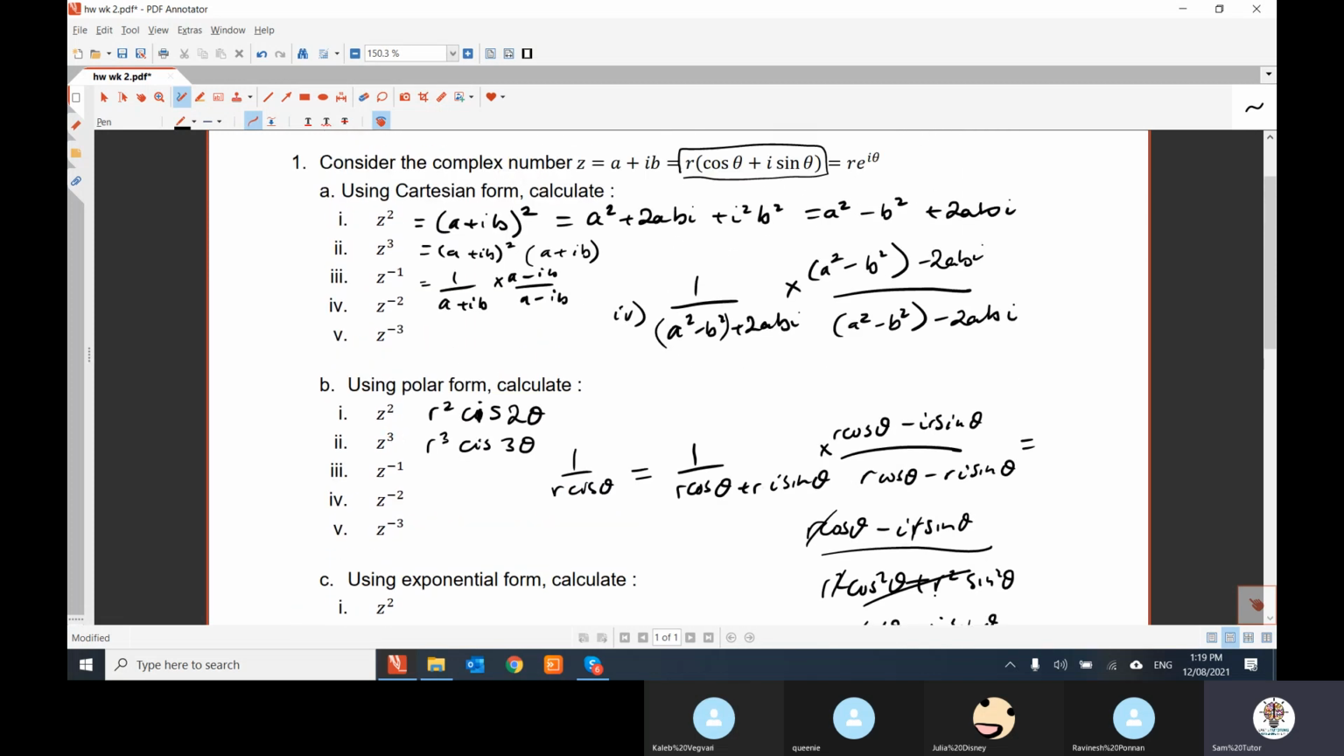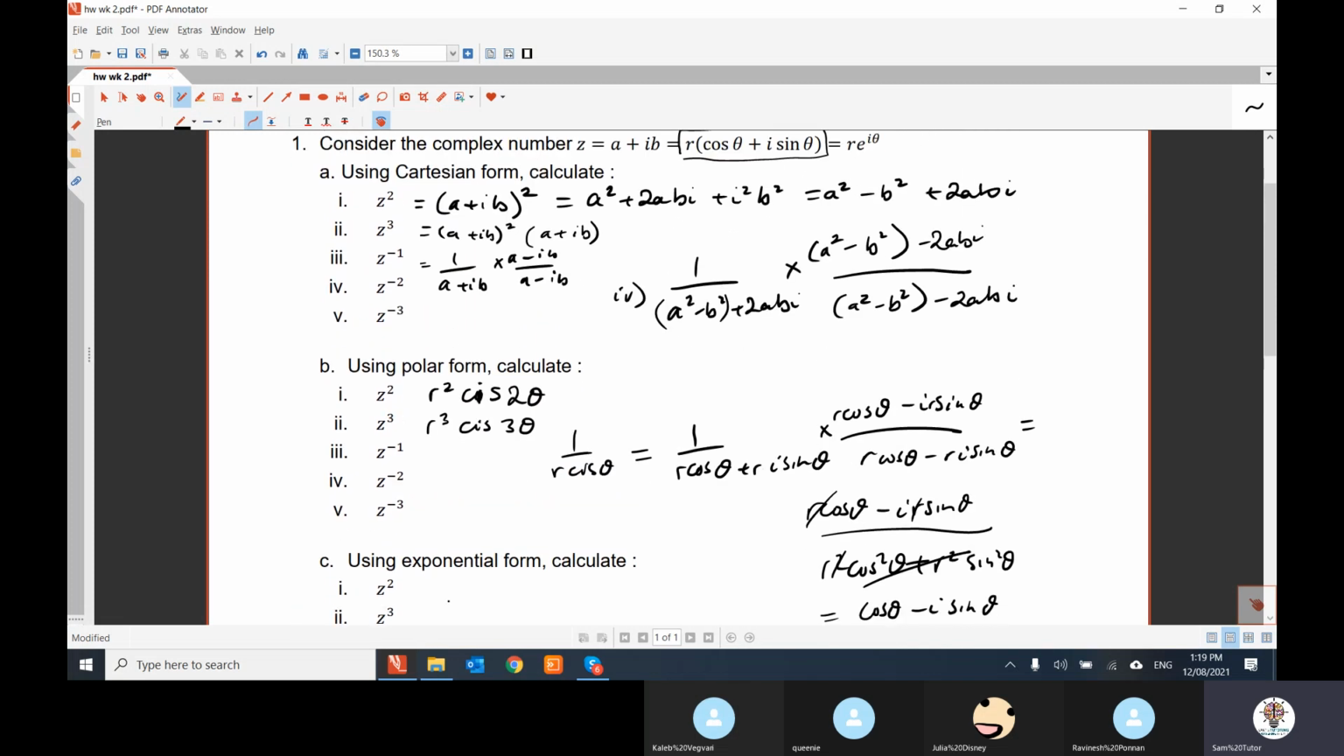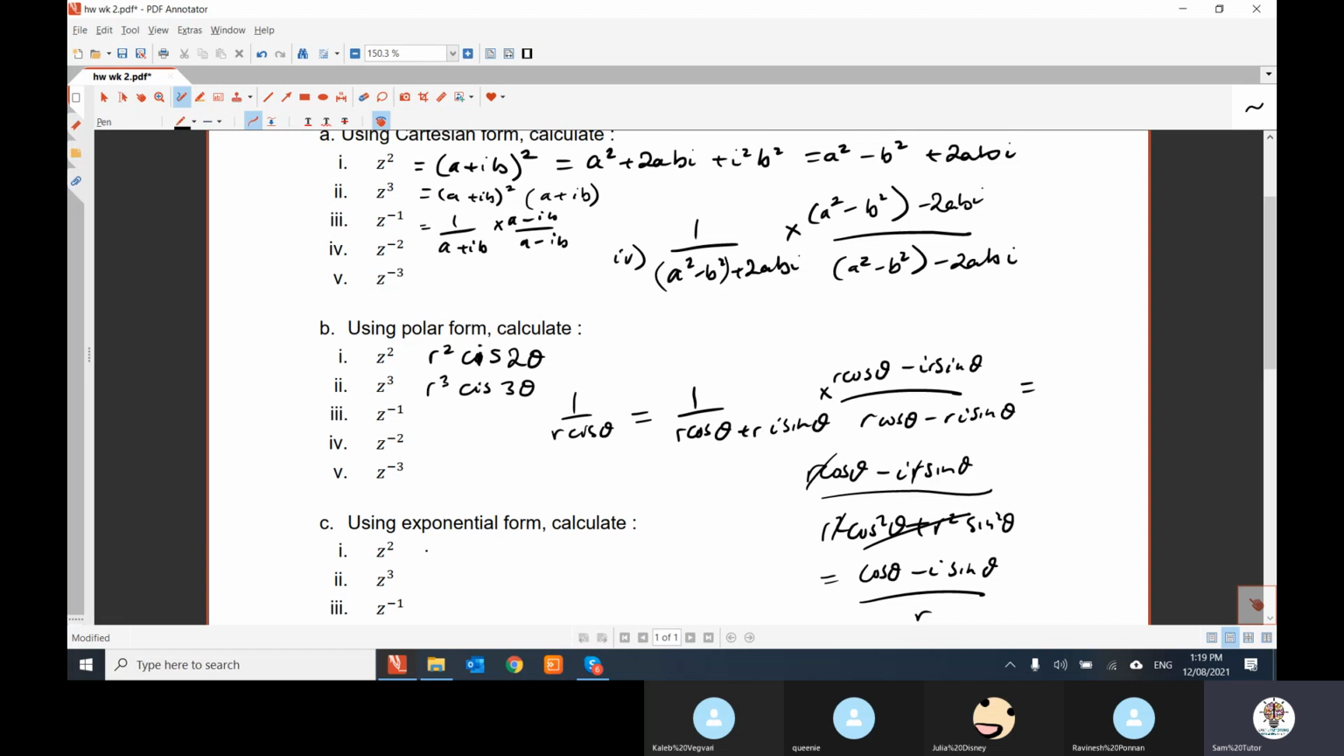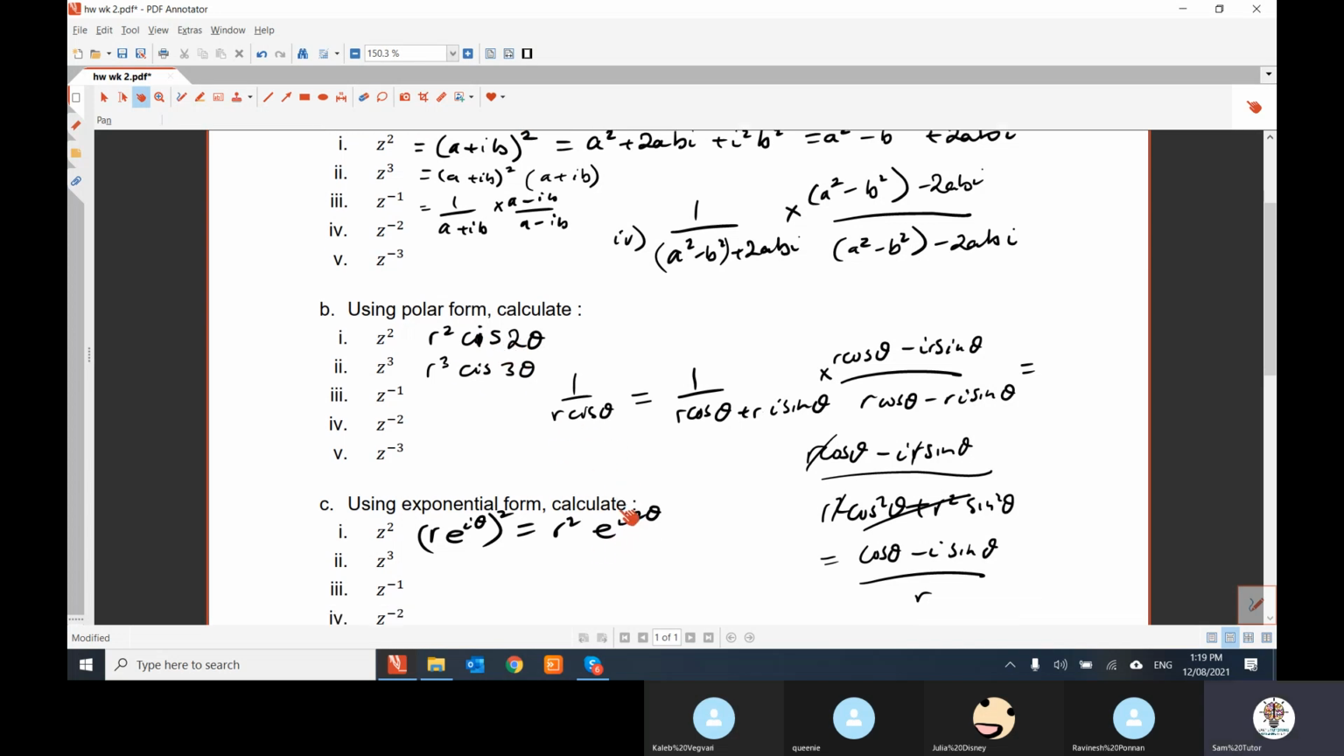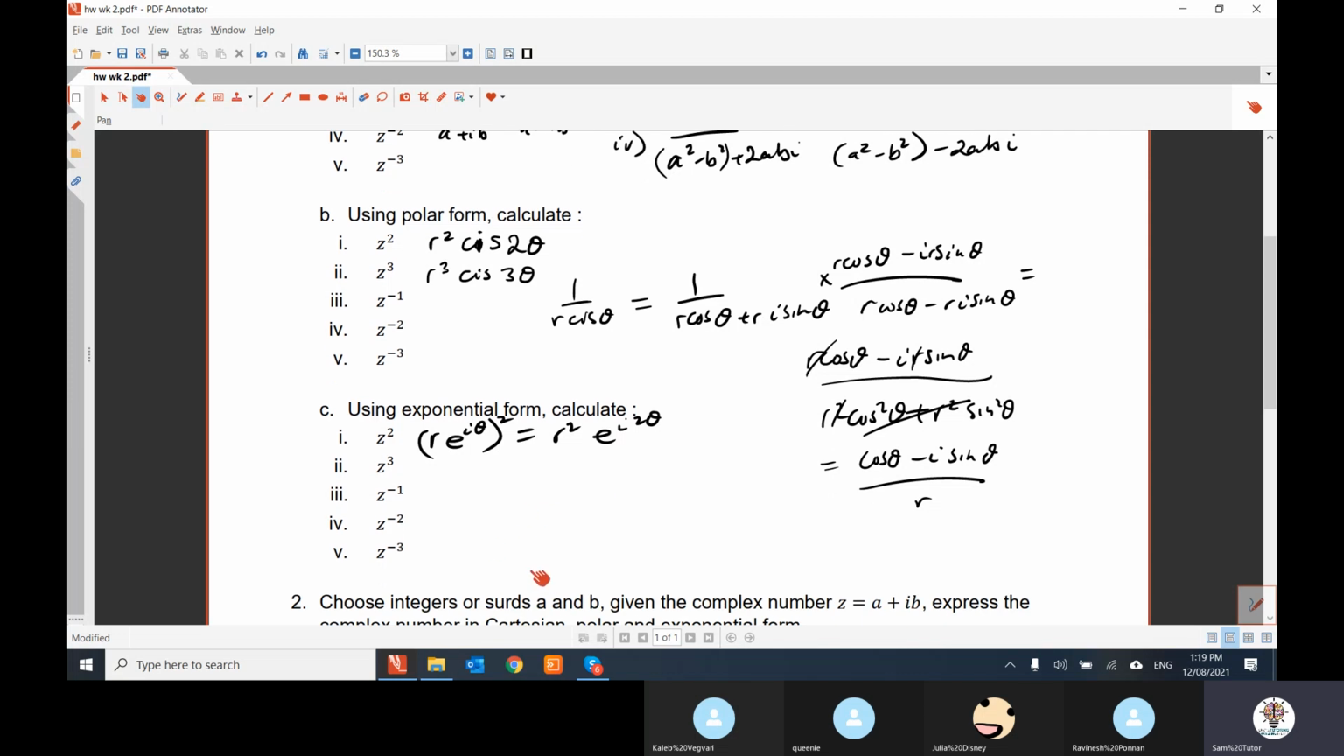Exponential form, same thing. Z squared, it was meant to just look like this. R e^(i theta) squared, and then if you've done it right, it should end up with exactly the same modulus as this guy and the same angle. The only difference between them is this one's in e^(i theta), this one's a cis. All right, you just do that.